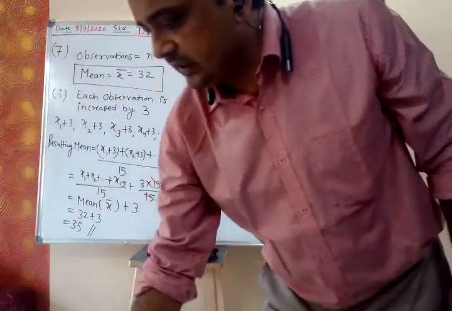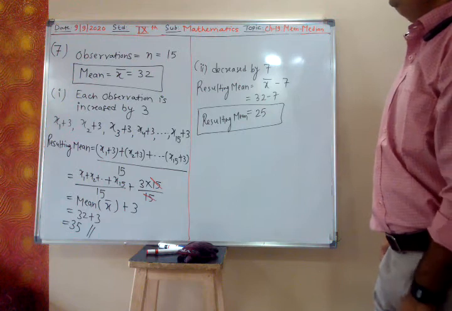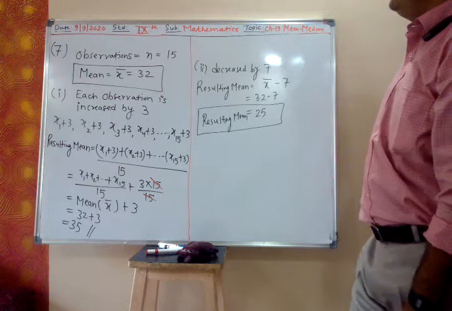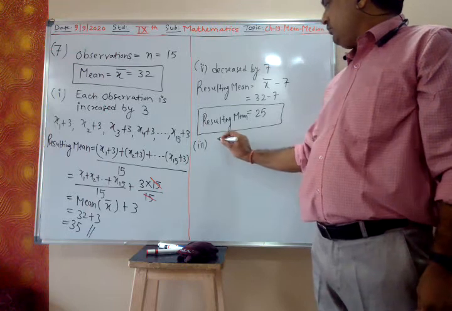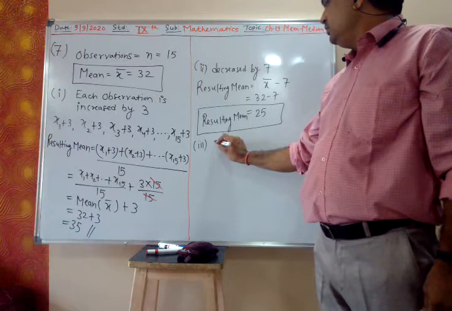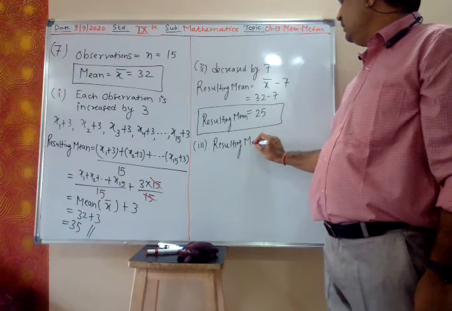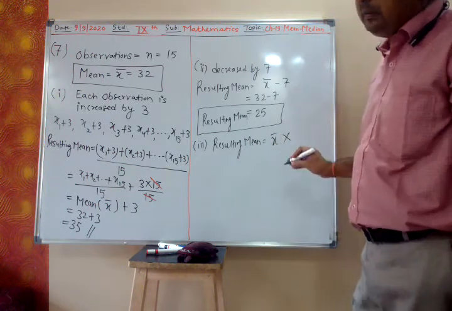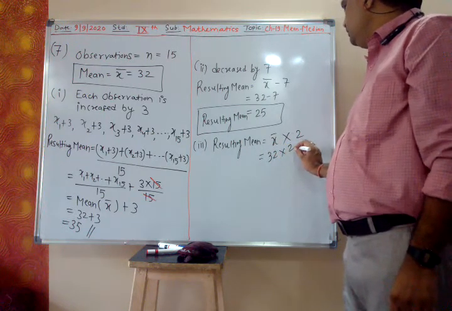Then each observation is multiplied by 2. Same thing. So the resulting mean will be x bar into 2. x bar is 32. 32 into 2 is 64.